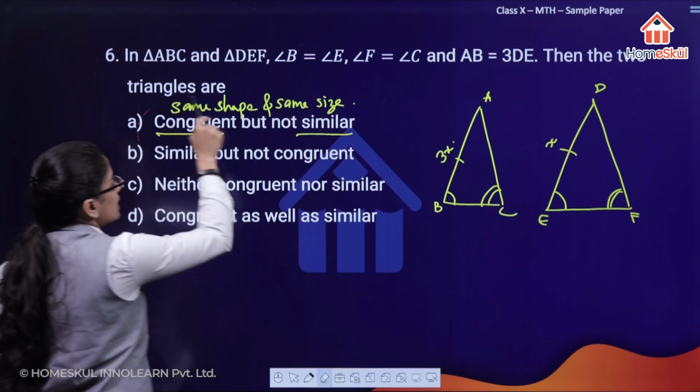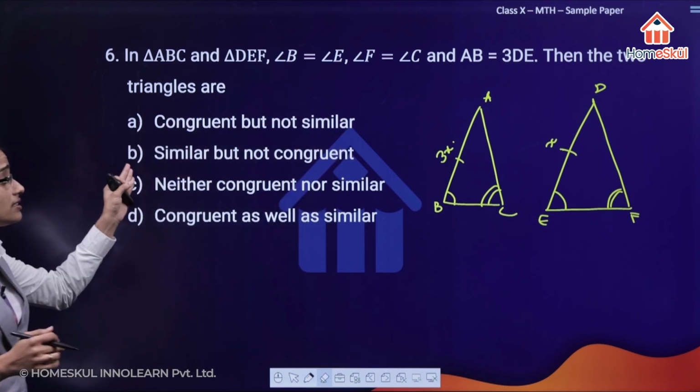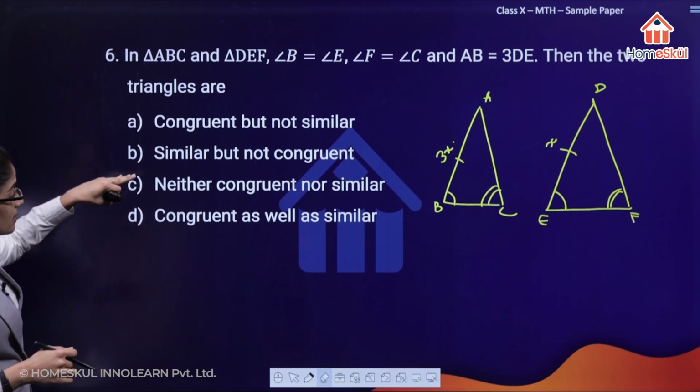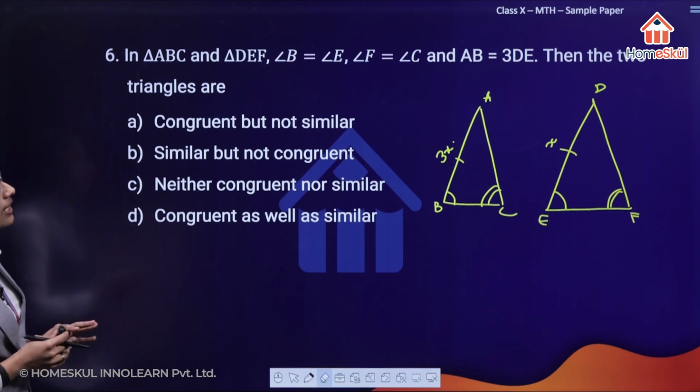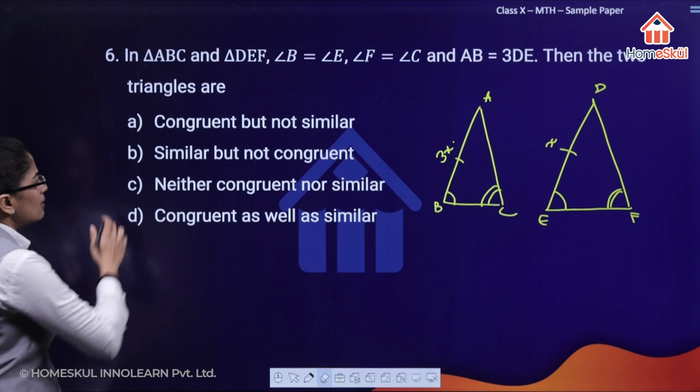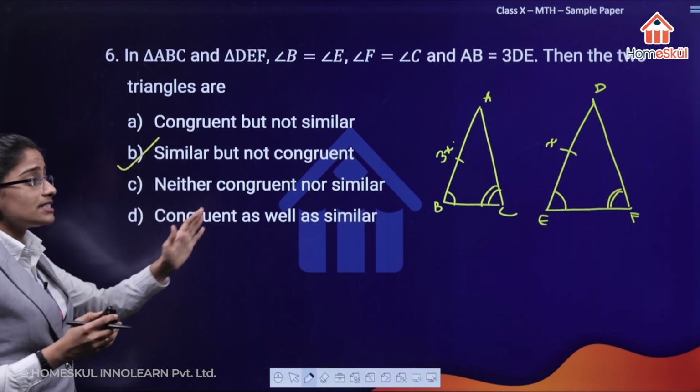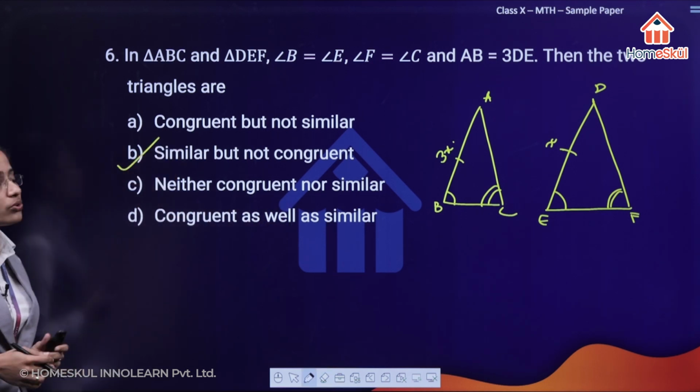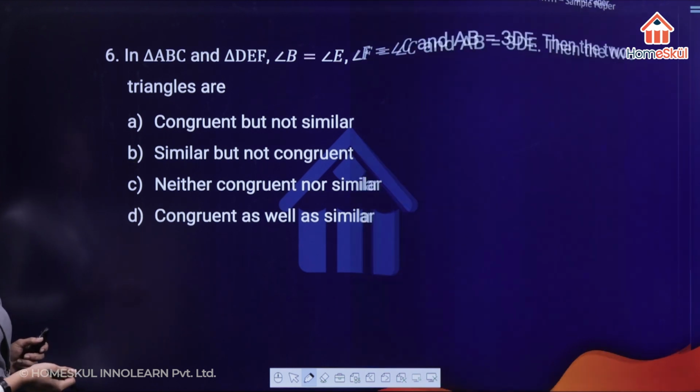So here we could say that anyway option A is not correct. That is, it is not congruent. They are similar, isn't it? Triangle ABC and triangle DEF are similar, but they are not congruent as the sides are not in equal measurement. Okay. Moving forward.